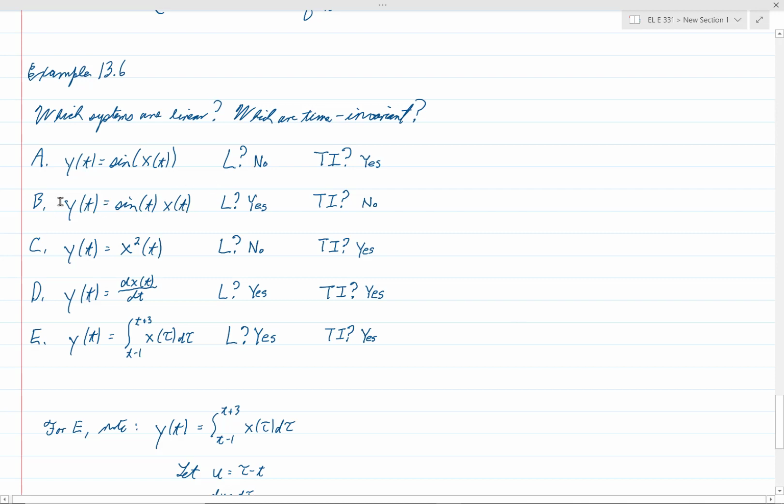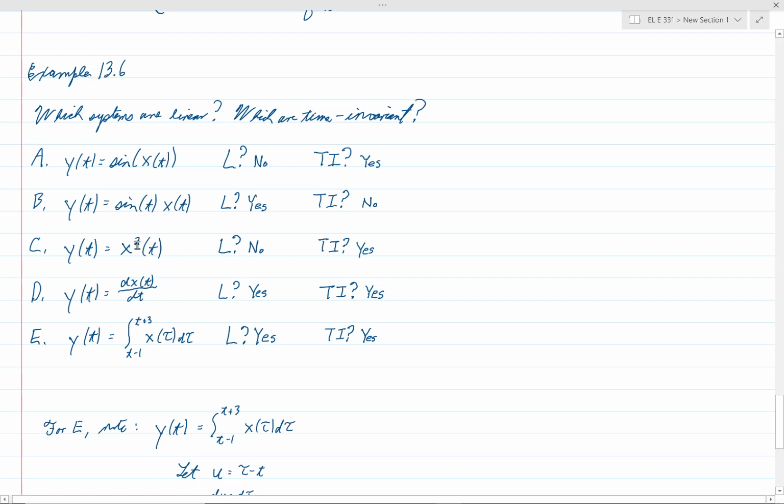On the other hand, this second example here, where we have y of t is equal to sine t x of t, is similar to an example we had, and this one is linear, but it is not time invariant. The reason it's not time invariant is because of this term right here. If we didn't have this sine t out there, this system would be both linear and time invariant. But the presence of this sine t term takes away the time invariance.